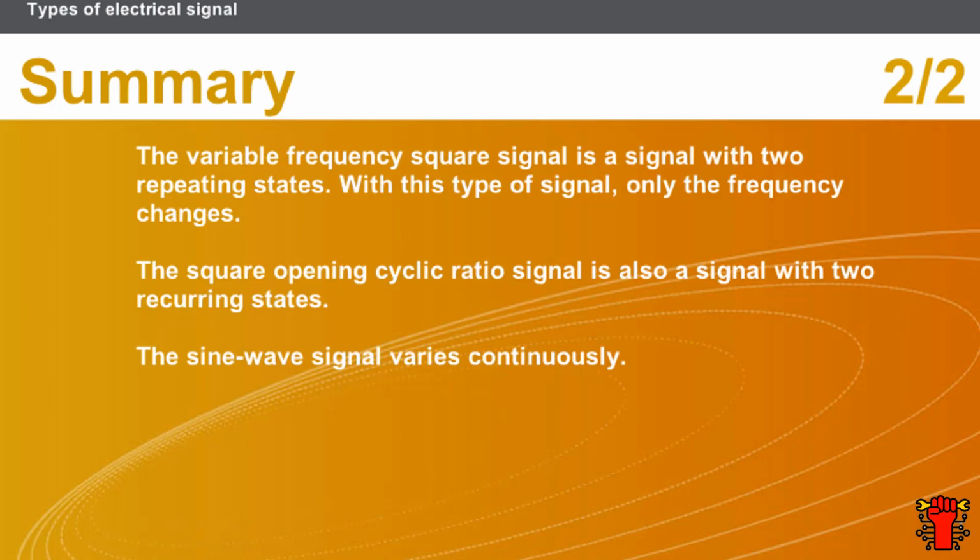The variable frequency square signal is a signal with two repeating states. With this type of signal, only the frequency changes. The square opening cyclic ratio signal is also a signal with two recurring states. The sine wave signal varies continuously.